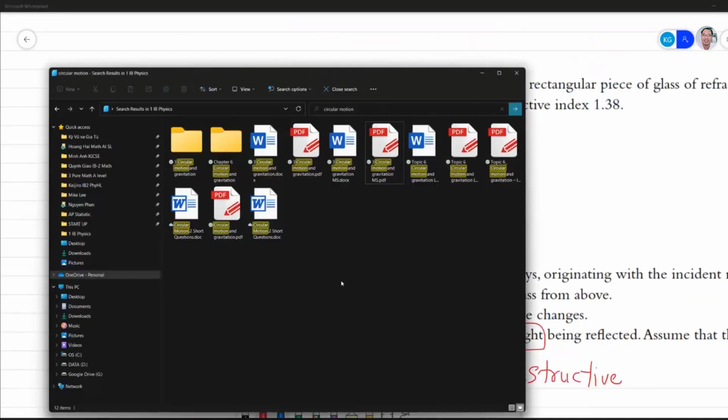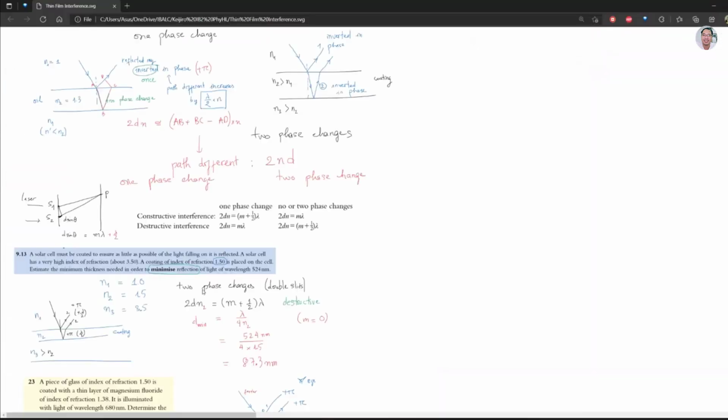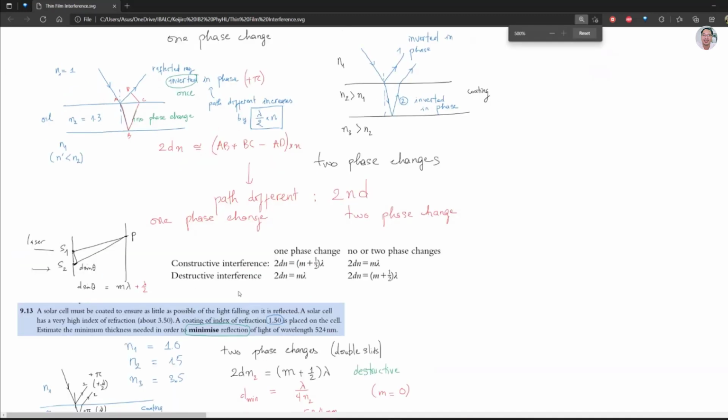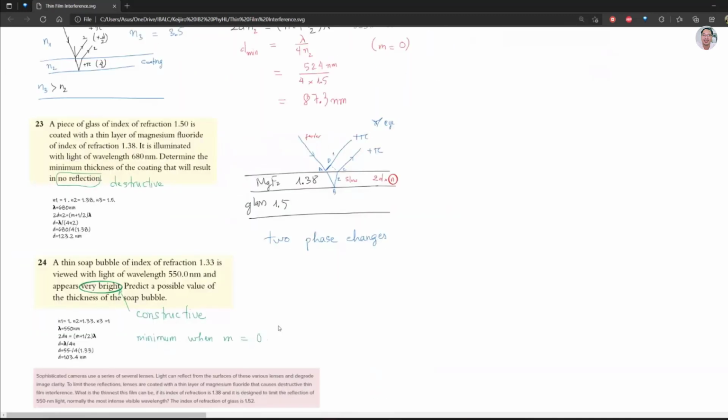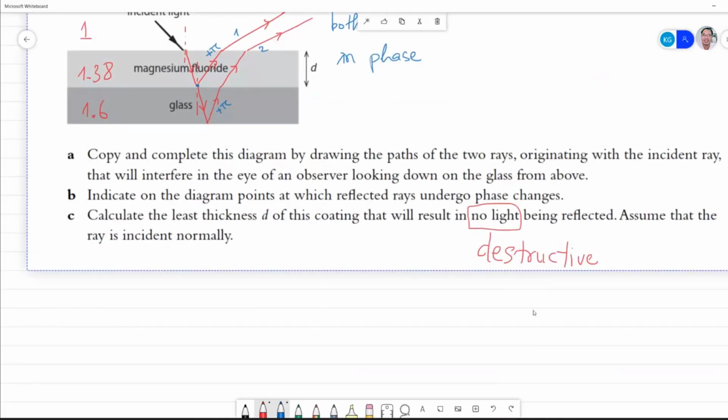Last time we had 2 cases. Let me open that thin film here. 2 cases called 1 phase change or 2 phase changes. Okay, and this case is 2 phase changes. So 2 phase changes. What is the equation for destructive interference?